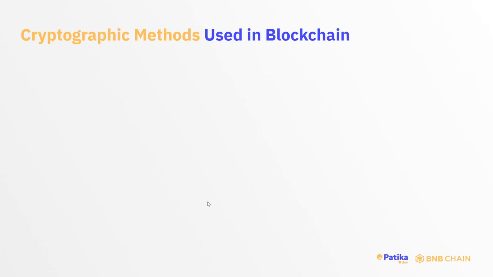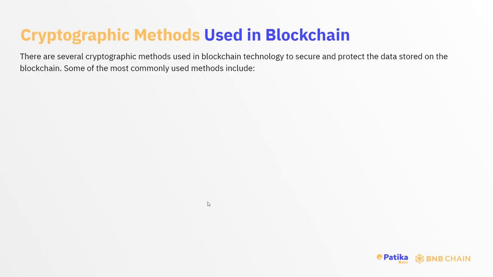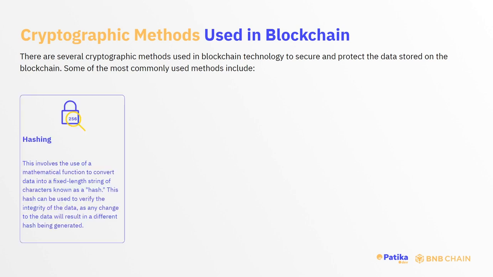So, cryptographic methods used in blockchain. There are several cryptographic methods, and we'll see most of them in detail. So you just need to get the idea. First, we have hashing. This involves the use of a mathematical function to convert data into a fixed length string of characters known as a hash. I mentioned block hash in our previous video. We had a block header, and using the properties in that block header, we get a hash value by putting them into an algorithm called SHA-256. This hash can be used to verify the integrity of the data, as any change to the data will result in a different hash being generated. Don't worry, I will explain this SHA-256 algorithm with its properties in detail.